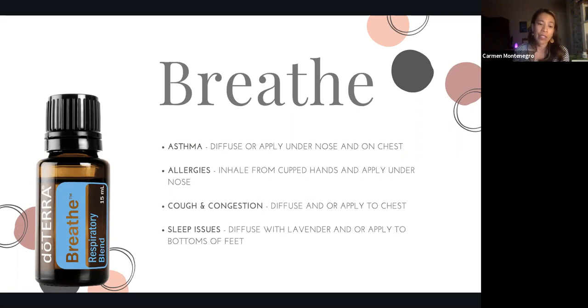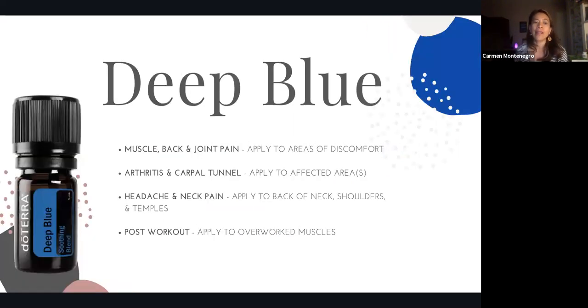I love using this one in the morning, actually, when I do my yoga and meditation. And also when I work out, I put a couple of drops on my chest, so that when I start perspiring and having my aerobics, you can just smell that Breathe, and it opens up your airway. And then, okay, so this one also, Deep Blue.